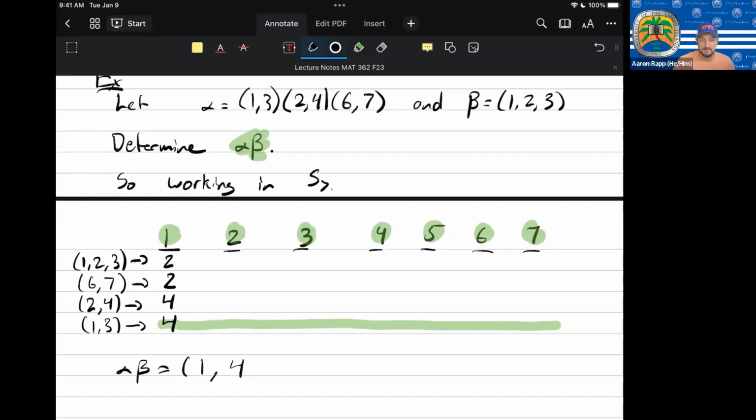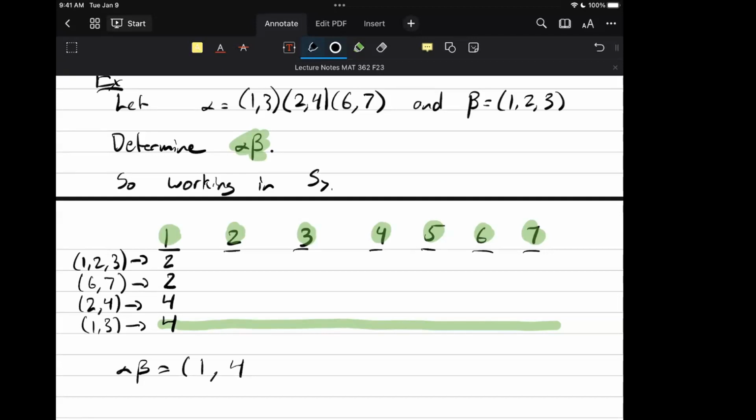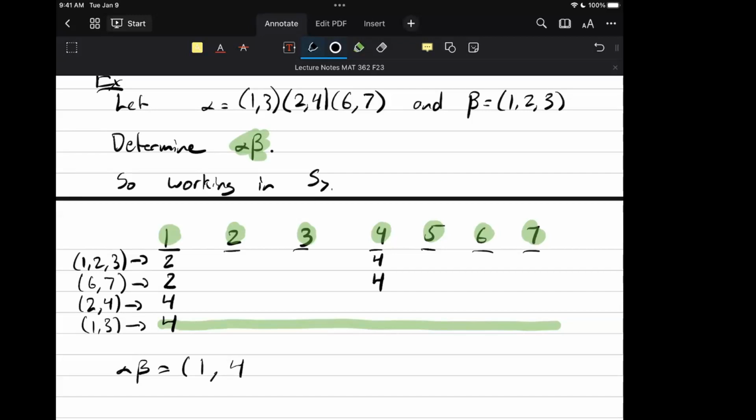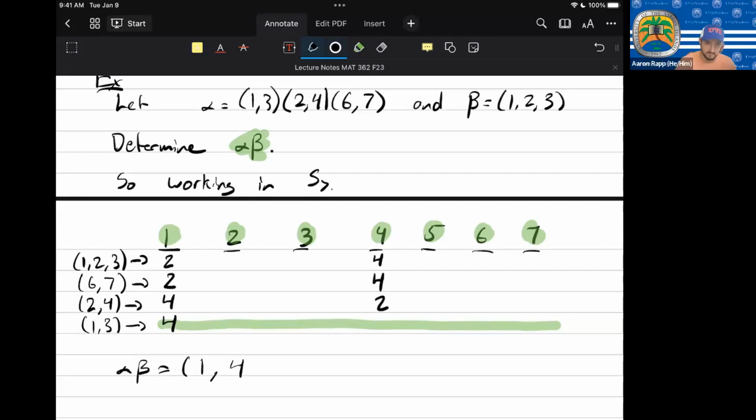And then I can just say, okay, let's go through and track what happens to 4. Well, if I plug 4 into the cycle 1, 2, 3, what happens? You get back 4. Yeah, I get 4 back. Both of y'all got that. I pass it through the cycle 6, 7. It doesn't change it. It's going to stay 4. What happens when I pass it through the cycle 2, 4? 2. Becomes 2. And then I pass 2 through the cycle 1, 3. It doesn't do anything. So 4 now becomes a 2.